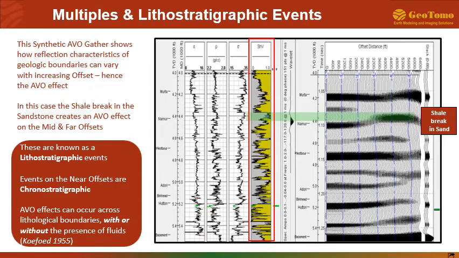This synthetic AVO gather shows how reflection characteristics of geologic boundaries can vary with increasing offset, hence the AVO effect. In this case, the shale break in the sandstone creates an AVO effect on the mid and far offsets. These are known as lithostratigraphic events. Events on the near offsets are not affected and are known as chronostratigraphic events. Note that AVO effects can occur across lithologic boundaries with or without the presence of fluids.